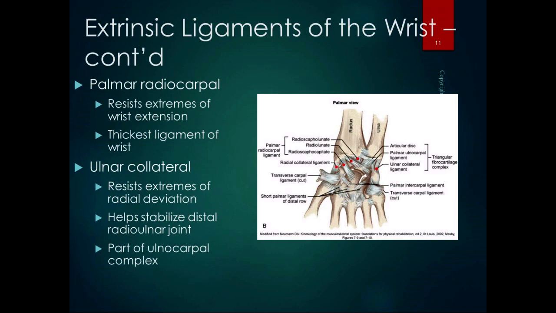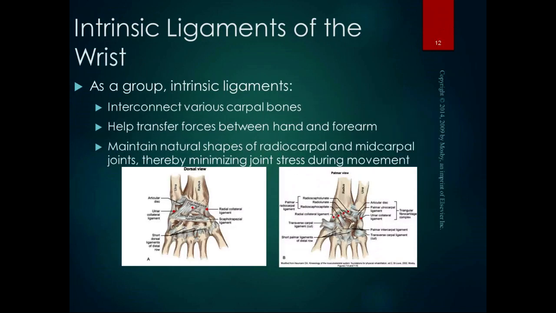It helps stabilize that distal radio-ulnar joint, and it's part of the ulnocarpal complex, so that articular disc and the other bones. So the ulnar collateral ligament helps stabilize that.